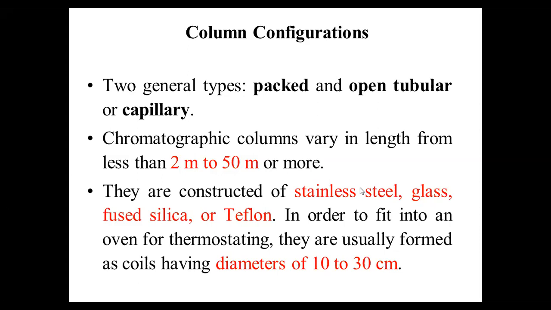In order to fit these columns into the thermostatically controllable oven, the external diameter will be adjusted to 10 to 30 centimeter. Understood? The external diameter can go up to a maximum of 30 to 50 centimeters to devise columns nowadays by using bigger ovens.